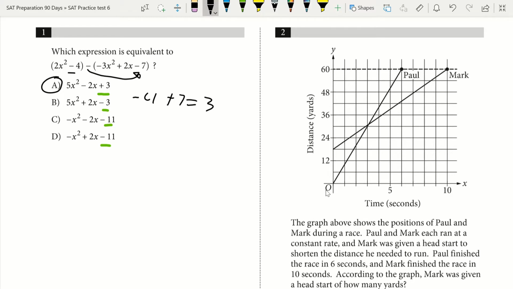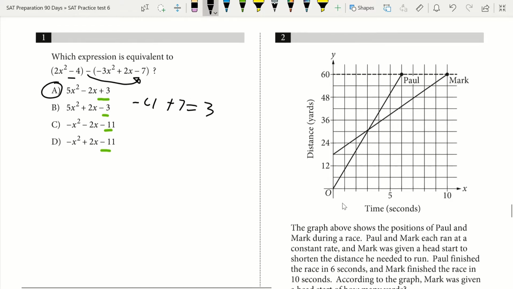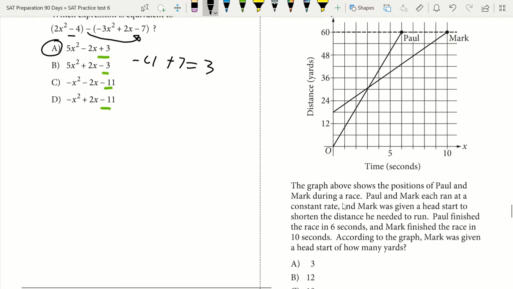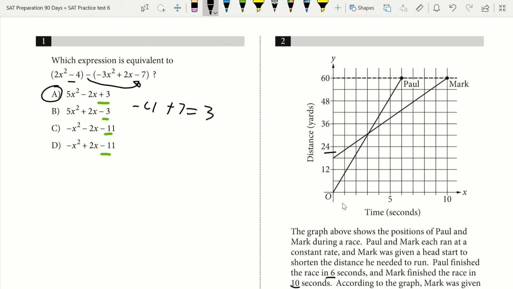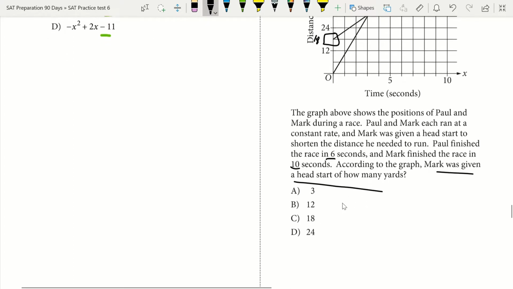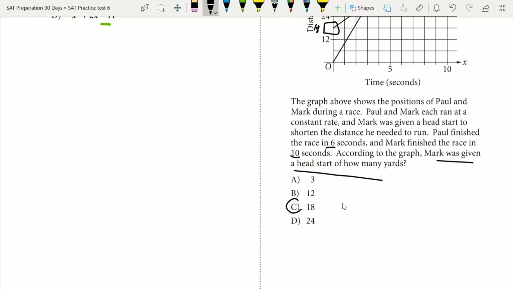All right, question 2. The graph above shows the positions of Paul and Mark during a race. Paul and Mark each ran at a constant rate. Mark was given a head start to shorten the distance he needed to run. Paul finished the race in 6 seconds and Mark finished in 10 seconds. According to the graph, Mark was given a head start of how many yards? Well, we see that Mark's line starts right here. Therefore, his head start must be 18, since the midpoint between 12 and 24 is 18. So the answer is C.